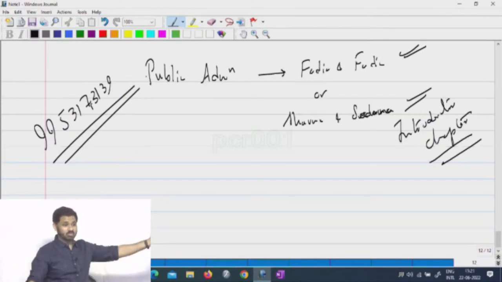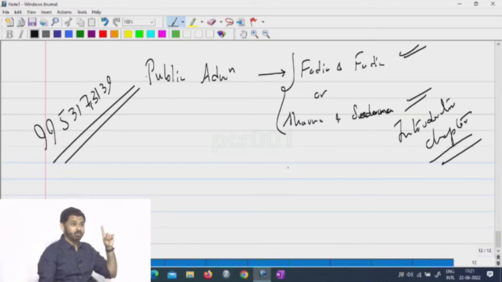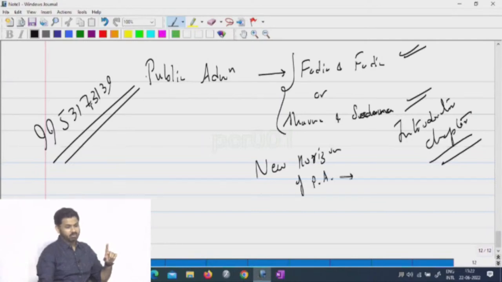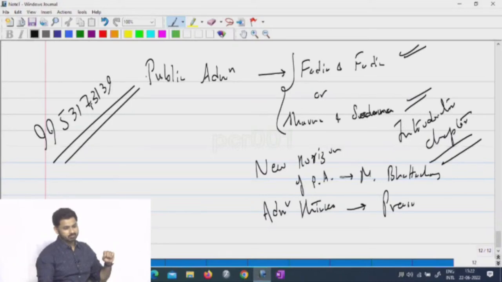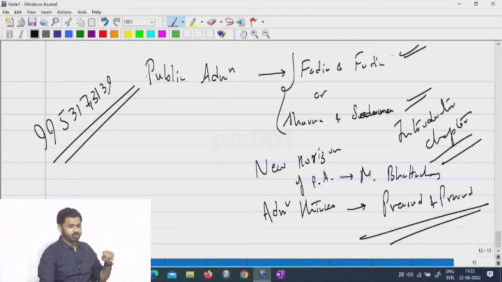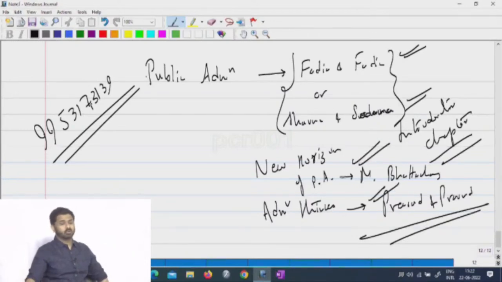Then there are more books. These are the books you are starting with for paper 1. But then the most important book for paper 1 is New Horizon of Public Administration by Mohit Bhattacharya. Must book. And Administrative Thinkers by Prasad and Prasad. Of these three or four books, either of the first two you can take, and these two are a must, you have to take them anyhow.